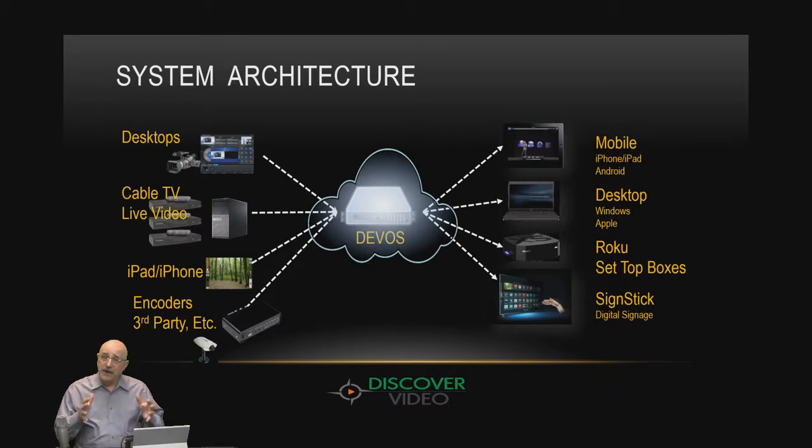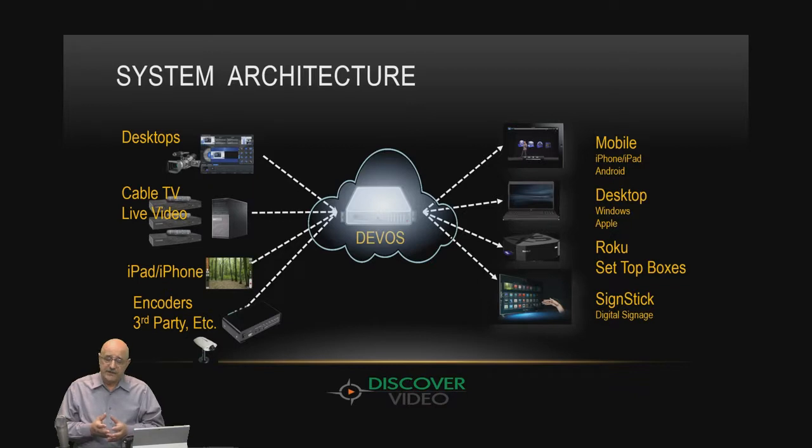The DEVOS server is the heart of the system. It's going to capture, stream, record, and do all the functions that we're going to talk about in just a second. And then that delivers it to the viewers. And the viewers could be mobile, could be desktop, Safari, Windows, Mac, Chrome, IE, whatever browser you like. But you also have set-top boxes. You don't always want to view the video on a computer. Maybe you want to view it on an inexpensive set-top box with a remote control. That could be our set-top box, could be a Roku device.